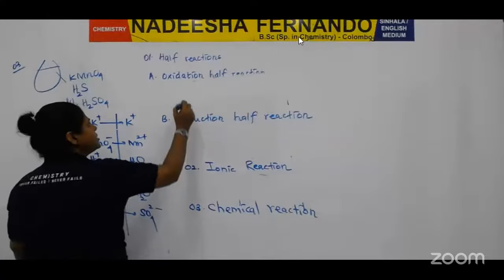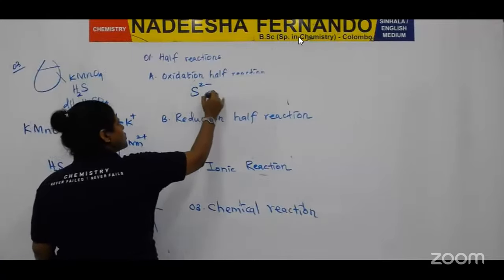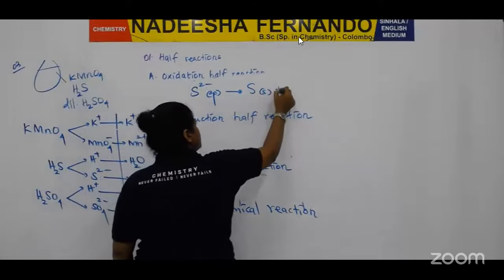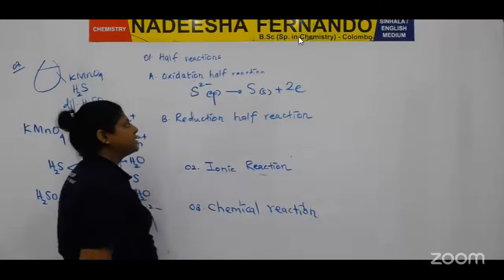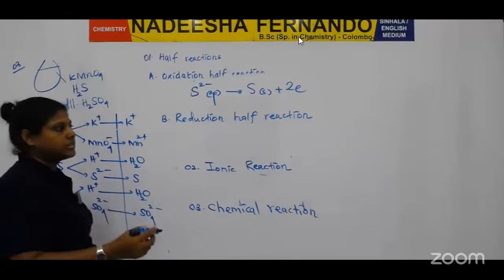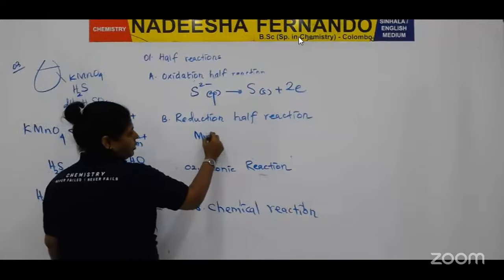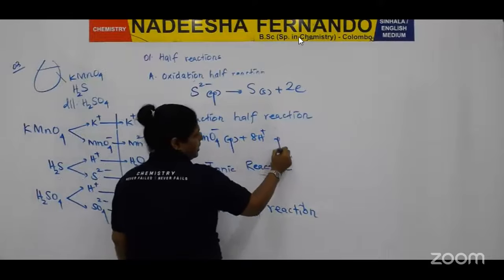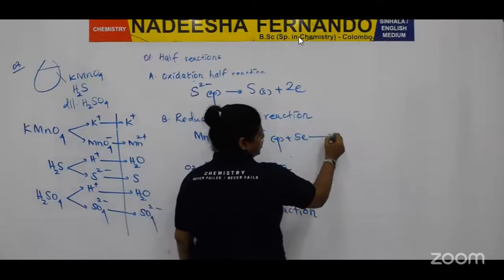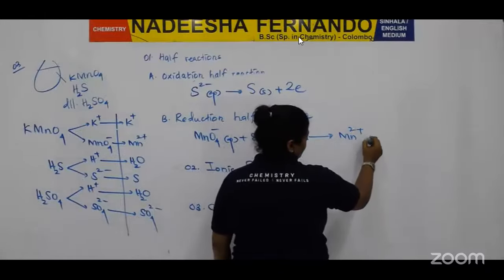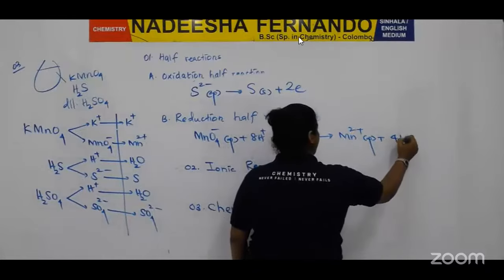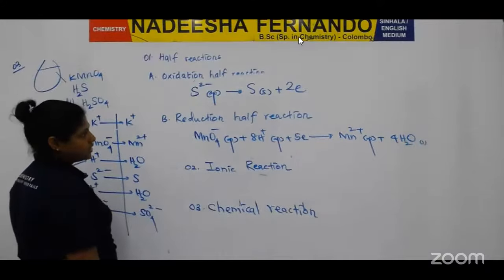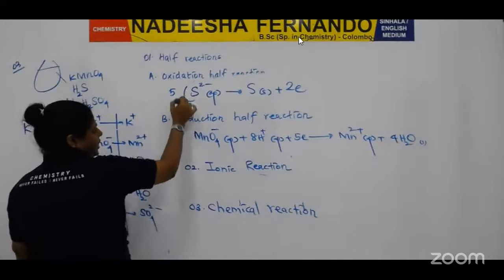Oxidation: S2 minus goes to sulfur. To balance charges, you need to add just 2 electrons. Reduction: with practice, you know that MnO4 minus plus 8H plus plus 5 electrons goes to Mn2 plus plus 4H2O liquid. Ionic reaction: just multiply this by 5, this by 2.